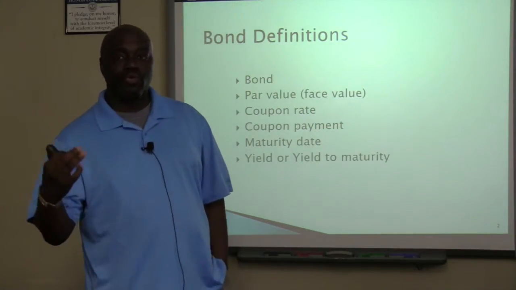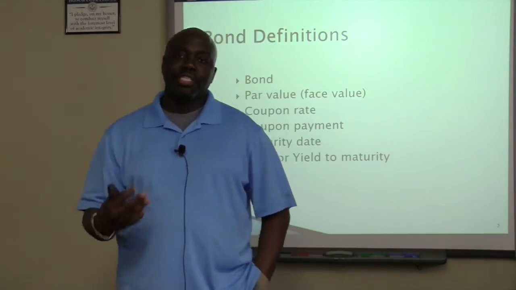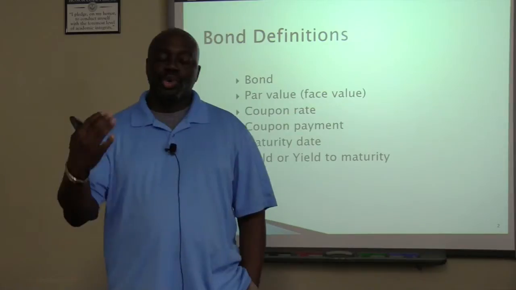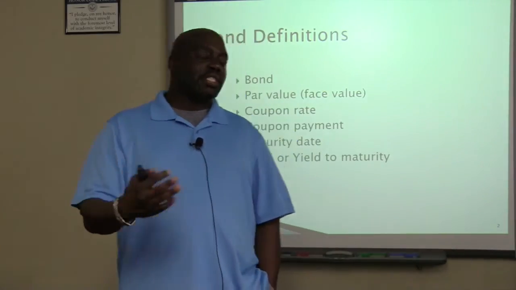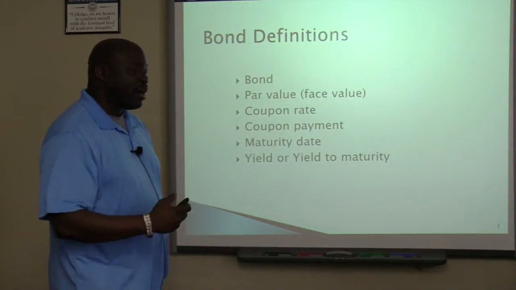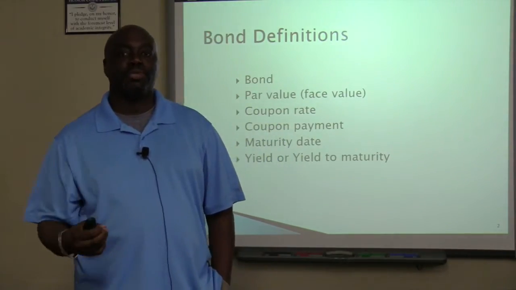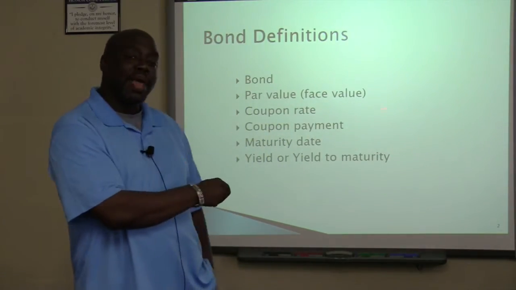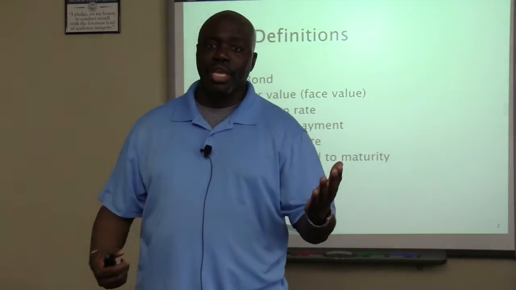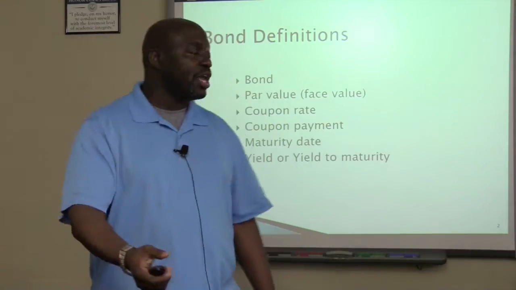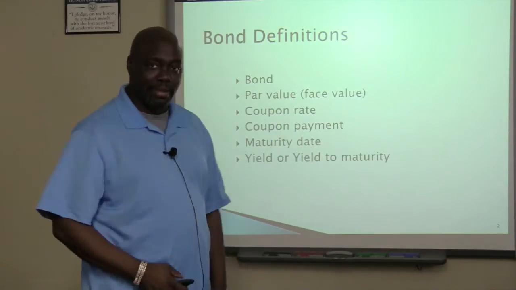The coupon rate is a percentage that you will use to get the coupon payment. So let's just say you had a bond that is worth $1,000 with a coupon rate of 10%. That means when you take the 10% and multiply it by the $1,000, you're going to come up with $100. That's your coupon payment.